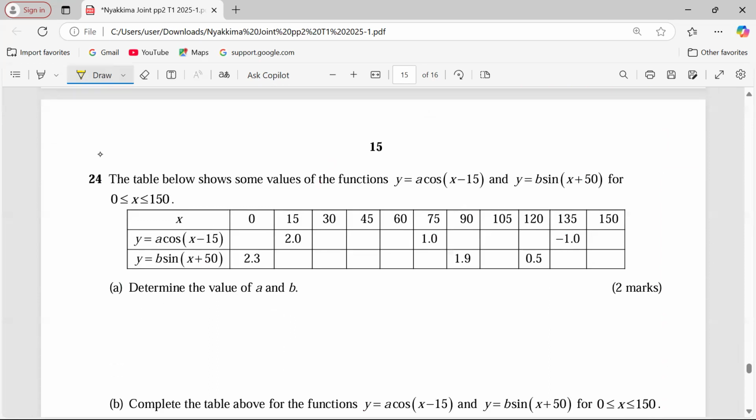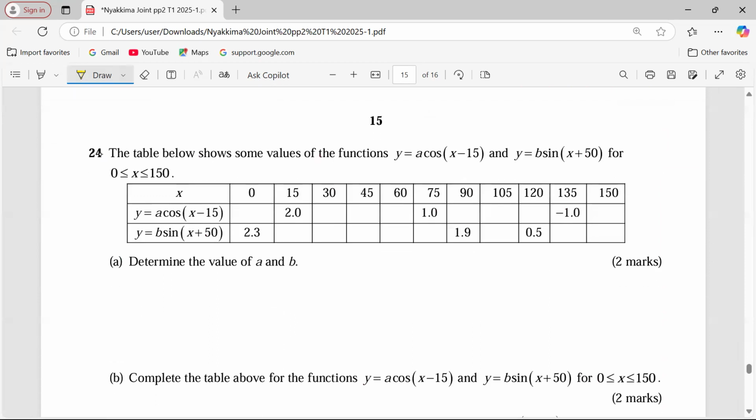Now, the last question, which is number 24. The table below shows some values of the function y equals a cosine of (x minus 15), and y equals b sine of (x plus 50), for the range of x between 0 and 150. So you can see some values have been provided. Then the question is asking us to determine the values of a and b.